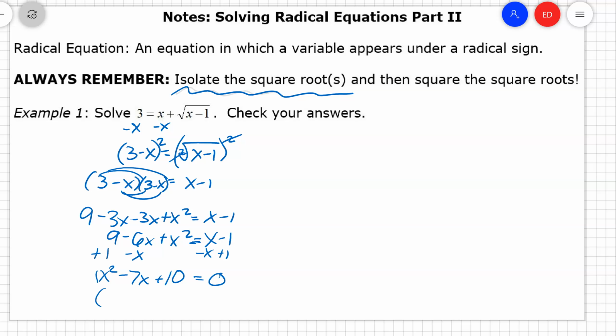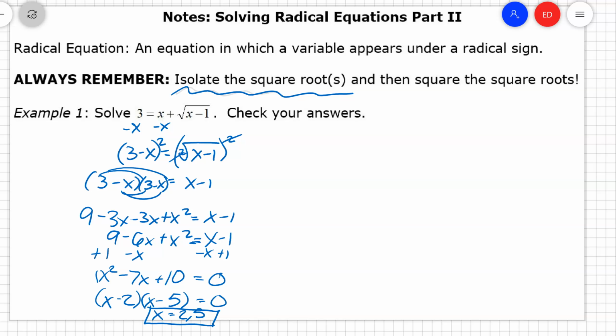Looking at a being 1, we can jump straight to our binomials. What are the factors of 10 that add up to give you negative 7? That would just be 5 and 2, but because it's negative 7, both of those are negative. Equals 0, and then to find those values, you would set them both equal to 0, so you would end up with positive 2 and positive 5.